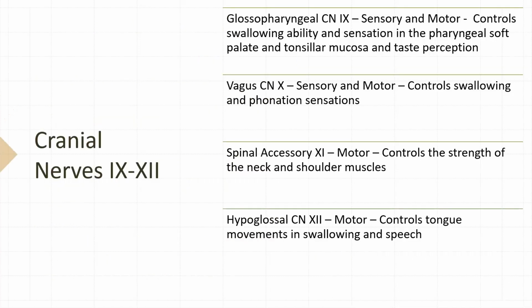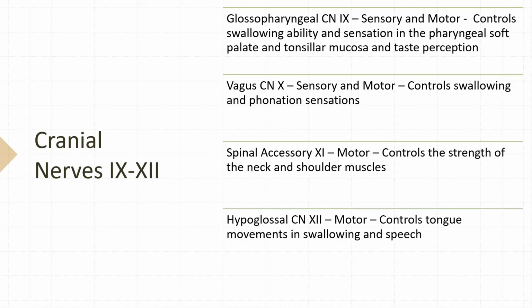And so moving on to cranial nerves 9 through 12, you'll have the glossopharyngeal nerve. So that's cranial nerve 9. And in conjunction, you'll have the vagus nerve, cranial nerve 10. So these two together control swallowing, taste perception, and sensations. But specifically, the glossopharyngeal nerve controls swallowing ability and taste perception, and cranial nerve 10, the vagus nerve, also controls swallowing and phonation sensation.